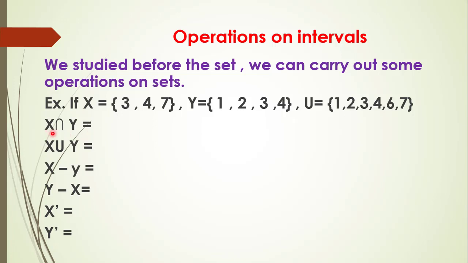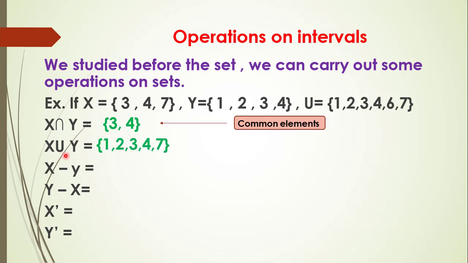X intersect y means the common elements between x and y. So we have 3 and 4, because 3 and 4 are found in x and also found in y. So the intersect means the common elements between the two sets. X union y means all the elements. So I write all the elements of x and y, but without repetition.